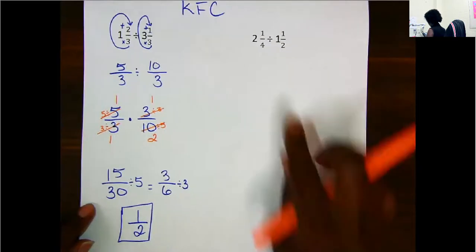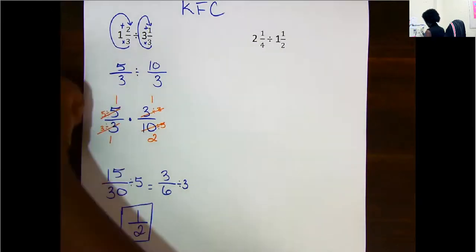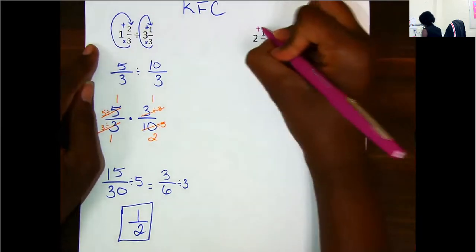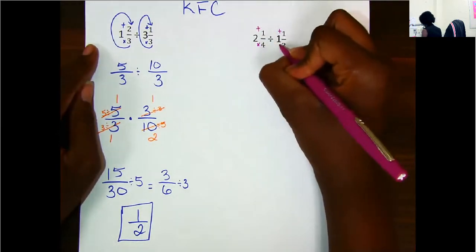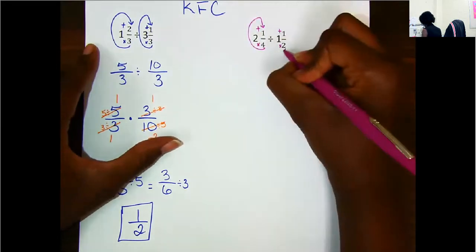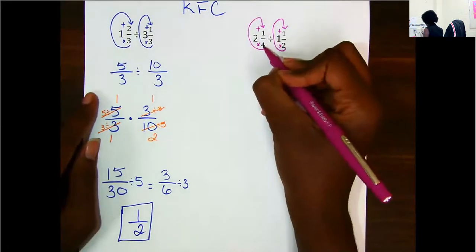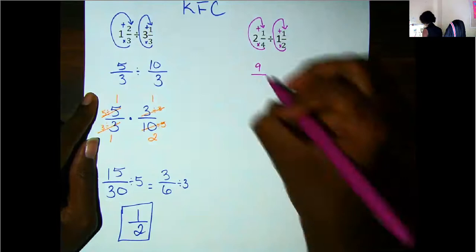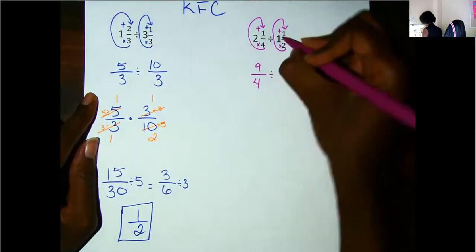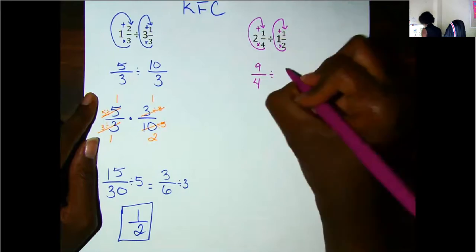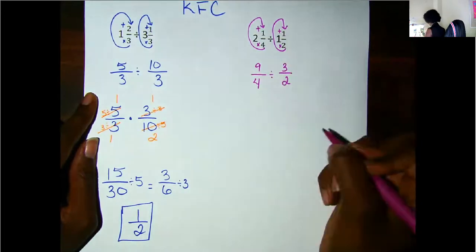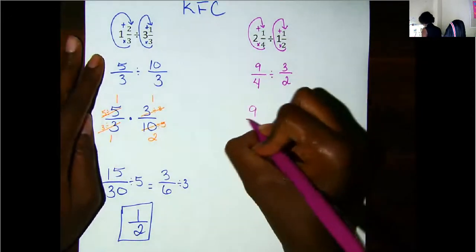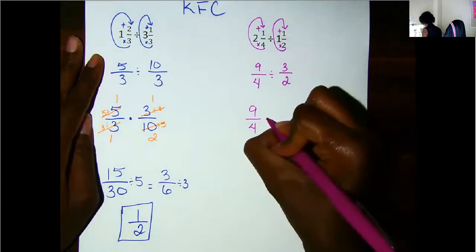All right, let's do one more. Let's change my color. With this one, again, I have mixed numbers. I need to change them to improper fractions. I'm going to use my helpful friend, Texas two-step. Starting at the bottom, 4 times 2 is 8, plus 1 is 9. Keep the denominator. 2 times 1 is 2, plus 1 is 3. Keep the denominator.